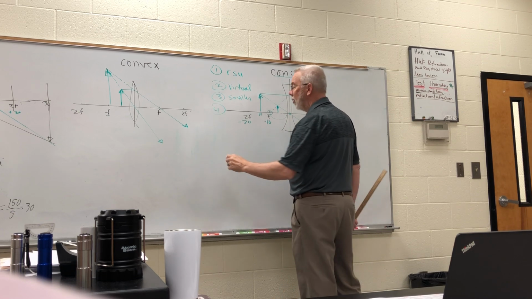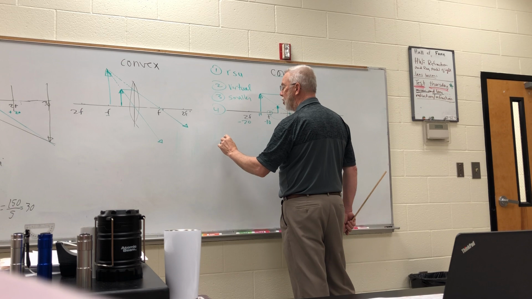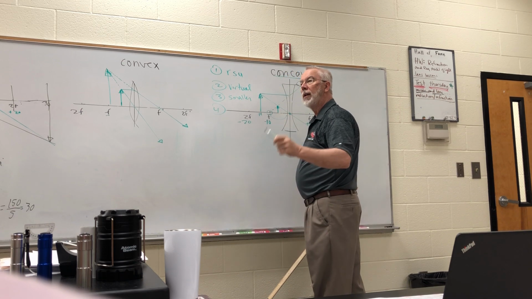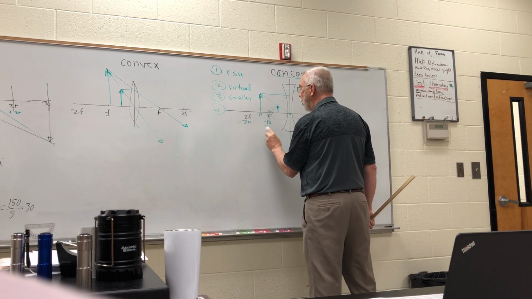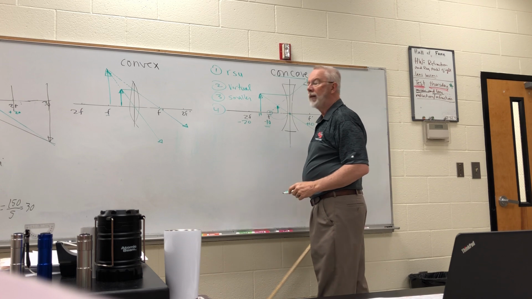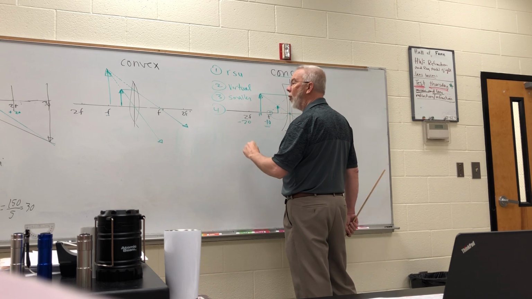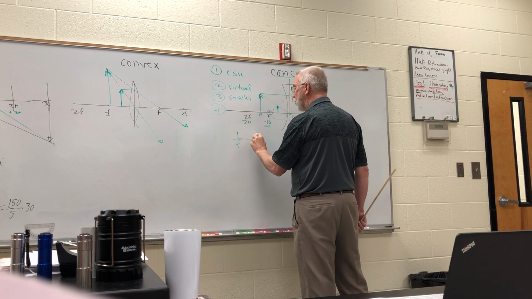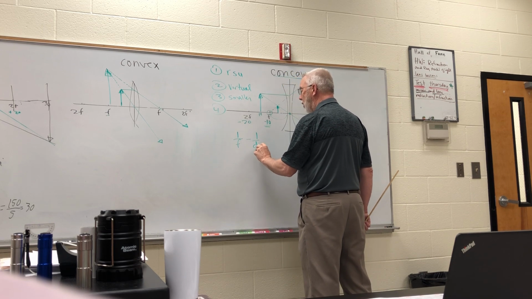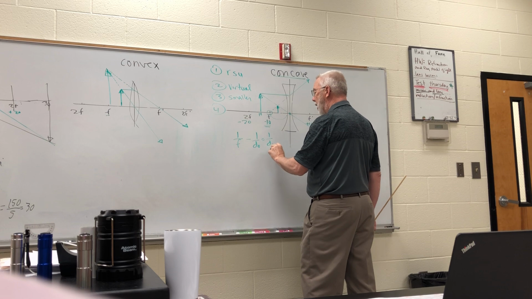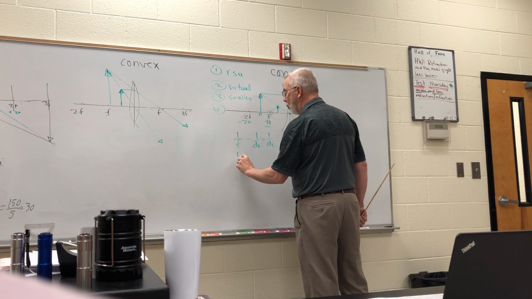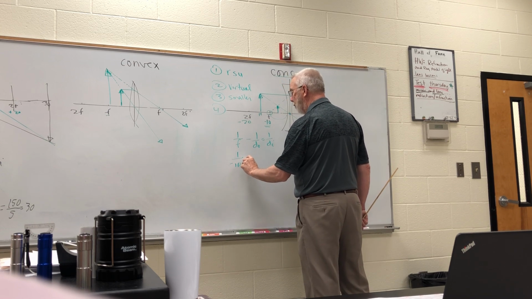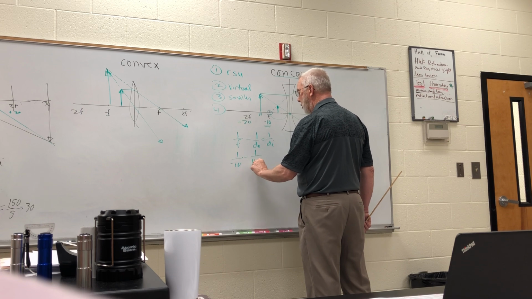It's not really a trick, but it's just something that you got to keep track of. You got to keep track of your negative signs. We're using the focal point on the negative side, so the focal point will be negative in the math. So if I have 1 over f minus 1 over do equals 1 over di, then this is going to be 1 over -10 minus 1 over 14.